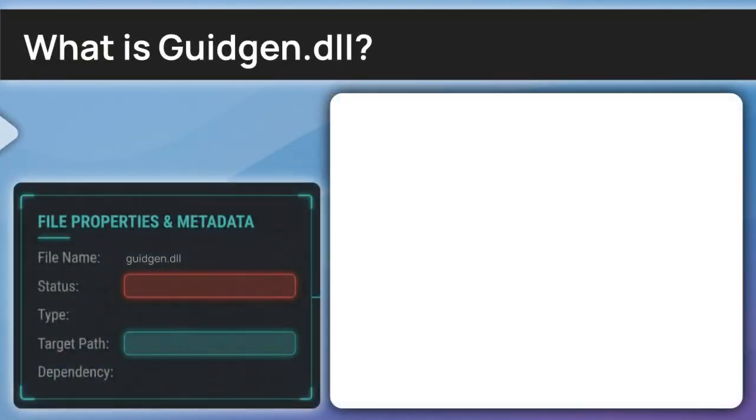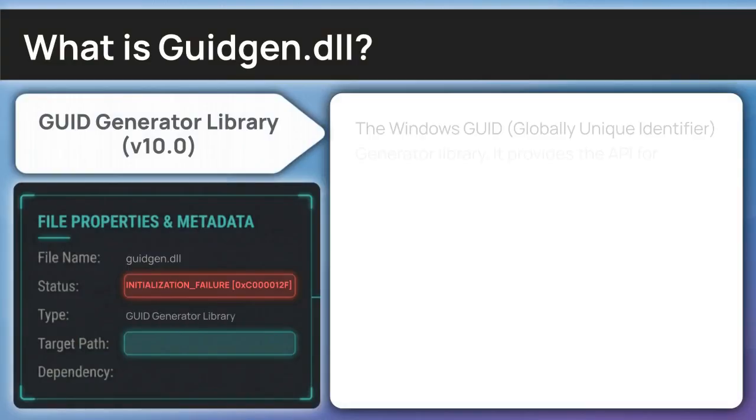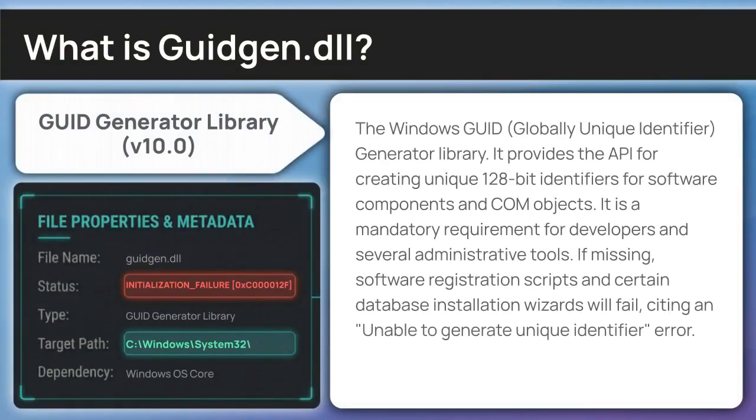This is the GUID Generator, the Windows GUID, Globally Unique Identifier, Generator Library. It provides the API for creating unique 128-bit identifiers for software components and COM objects. It is a mandatory requirement for developers and several administrative tools. If missing, software registration scripts and certain database installation wizards will fail, citing an unable to generate unique identifier error.